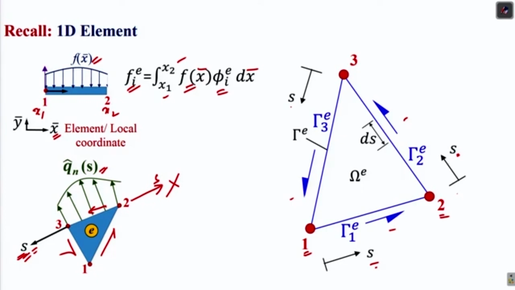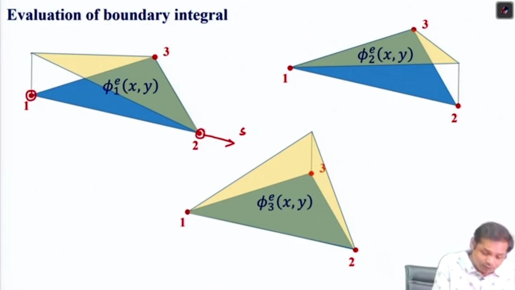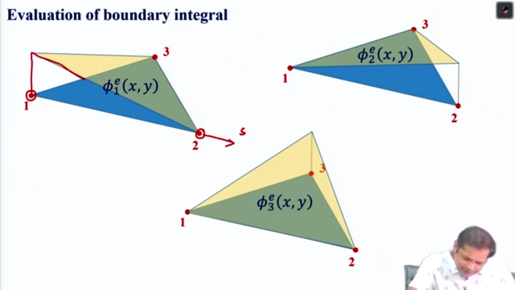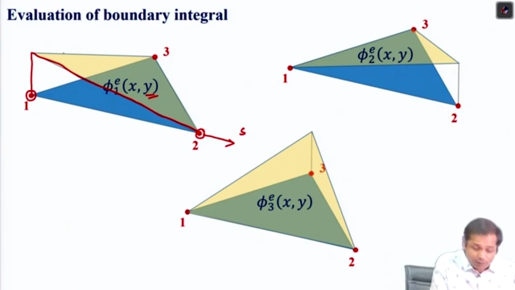Now let us see how this is to be performed. Suppose I want to evaluate the integral on this boundary between 1 and 2. So we define a local coordinate S. For this S, our starting point is node number 1 and end point is node number 2. On this boundary, look at what your shape function will be. If we evaluate phi 1 on this boundary, we will get this, which is shown in red color.